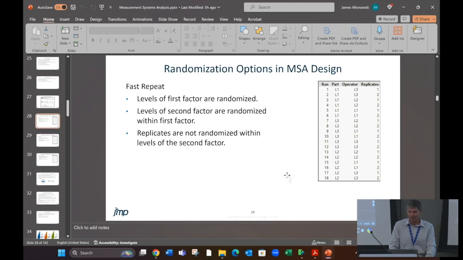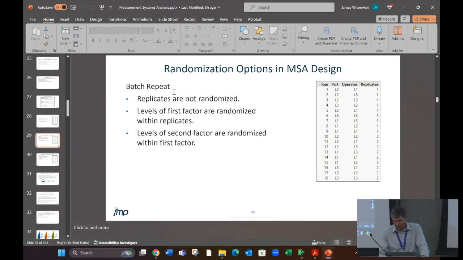Let me see if I can find the fast repeat. Here you go. So this is the fast repeat. We did completely randomized, but you could do a fast repeat. What you have in the fast repeat is you pull up part L1, and then operator 3 does her 2 measurements, 1 and 2, and then passes it to operator 2 who does her 2 measurements, and then operator 1 does his 2. Then you get the next part, and you cycle through it quickly. So it's kind of like do the part first, and then move on.